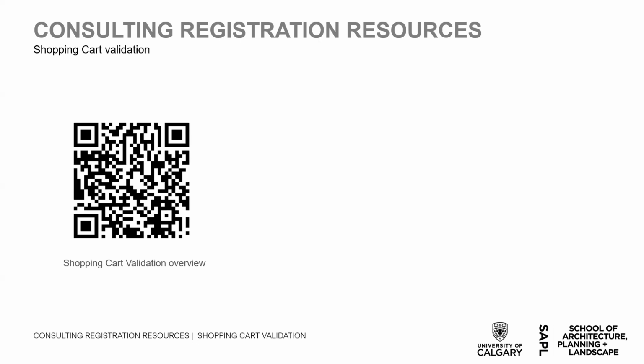Shopping cart validation will be active usually during the first week of January for the spring and summer terms and the first week of March for the fall and winter terms. Validation can be done in the Student Center as well as in Schedule Builder, depending on which system you choose. These systems will be discussed in more detail in Part 3 of the video series.